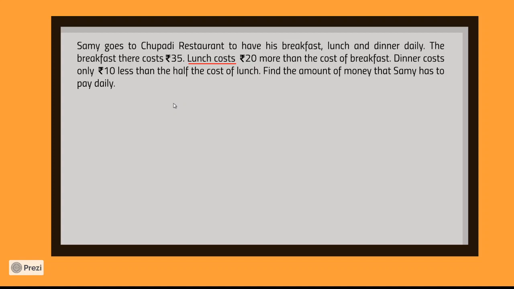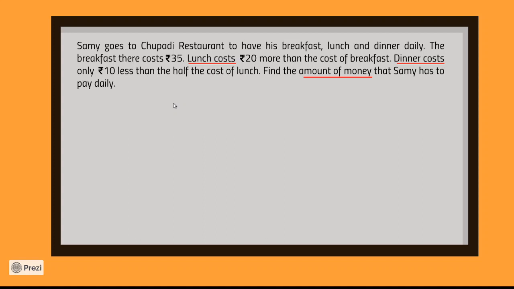We do not know what is lunch, how much lunch costs. We don't know what is his lunch, that is true, but that is not a matter of our concern. We do not know how much the lunch costs. At the same time, we do not know how much the dinner costs. And at the same time, we do not know what is the total amount of money that Sammy has to pay daily.